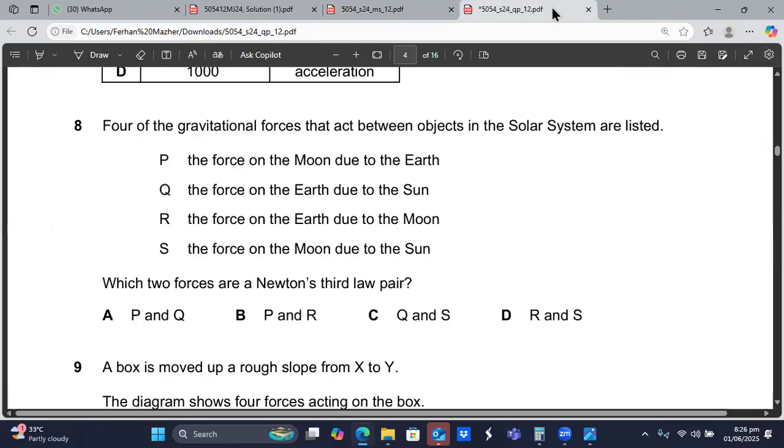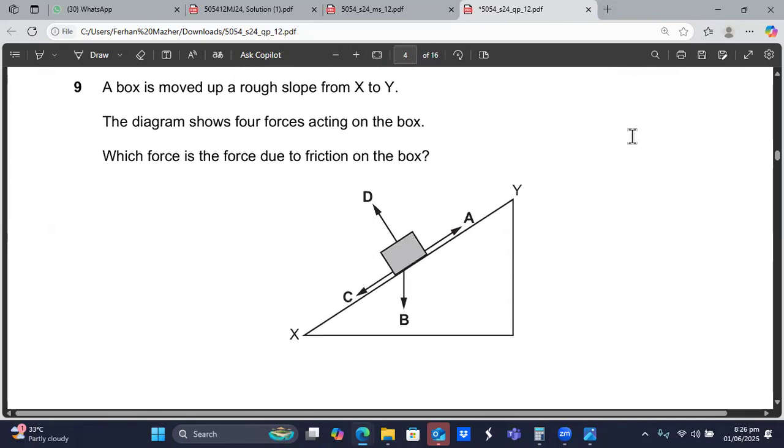Next is question number 9 coming up on your screen. Question number 9 is a box. A box is moved up a rough slope from X to Y. The diagram shows four forces acting on the box. Which force is the force due to the friction on the box? You see, the box is moving up on that slope, on that ramp. So the friction is always opposite to your motion. If the box is going up along that ramp, then the direction of the friction will be opposite to your motion.